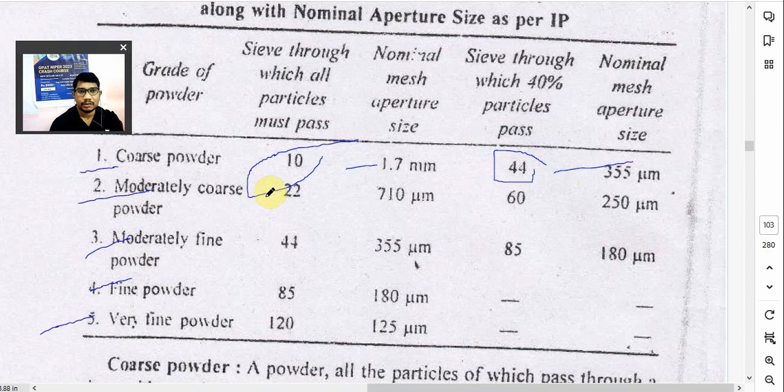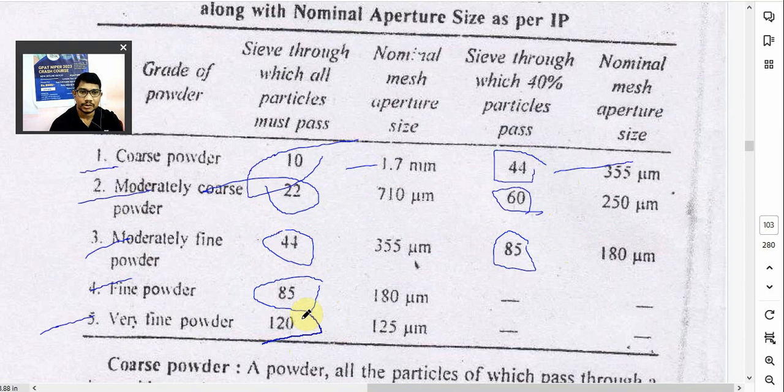Moderately coarse powder: all particles must pass through sieve number 22 and not more than 40% pass through sieve number 60. Moderately fine powder: all particles must pass through sieve number 44 and not more than 40% should pass through sieve number 85. Fine powder means all particles must pass through sieve number 85. Very fine powder means all particles must pass through sieve number 120. Important, right? Microfine means all particles must pass through sieve number 350.